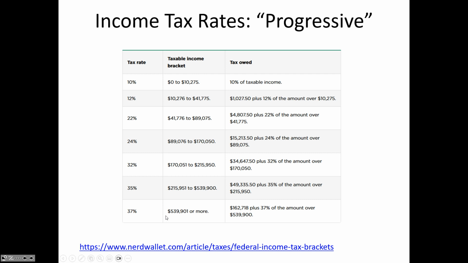So somebody who's making $600,000 per year would pay $162,718, because that would be the tax due for their first $539,901. But then the remaining $60,100 would be taxed at 37%.